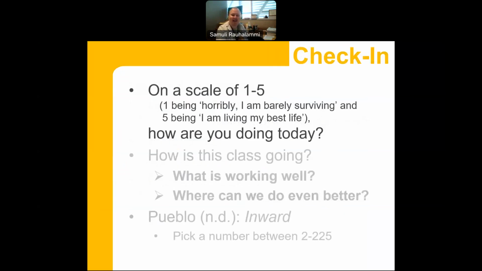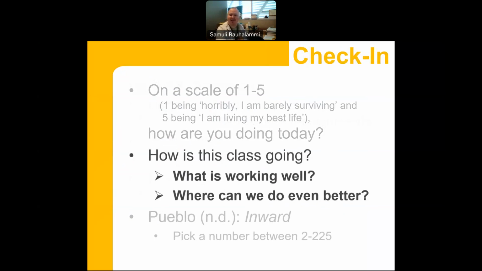And again, since I do know that the in-person attendance is a little lower today, I encourage you to take a moment to check in with yourself. How are things going? But also consider if there's something that you can share with me: what's working well and what can we do even better. And you can share those directly with me through Canvas messages, or you can use the discussion forums.